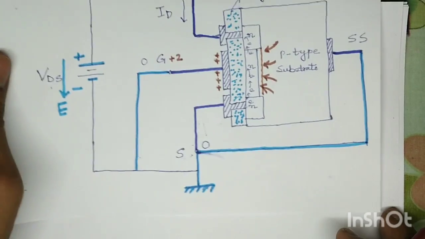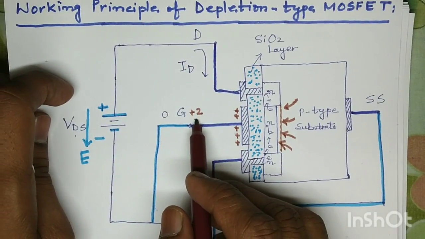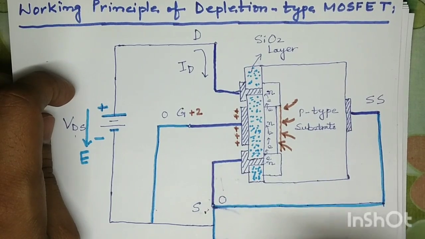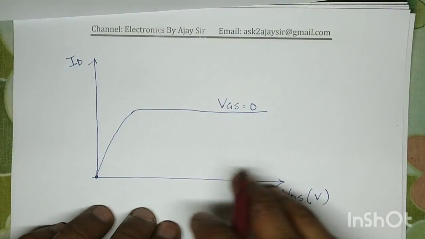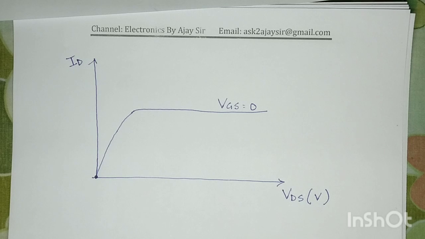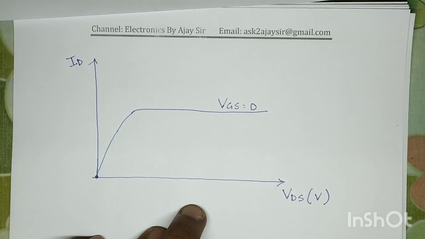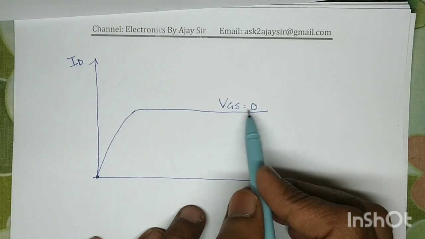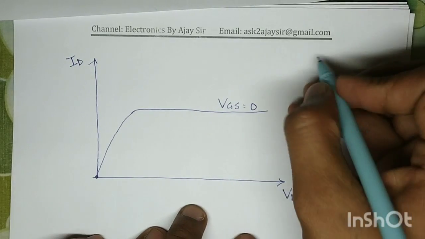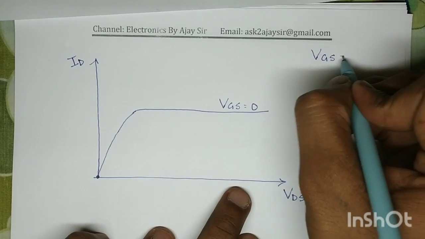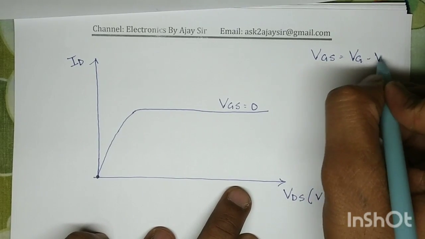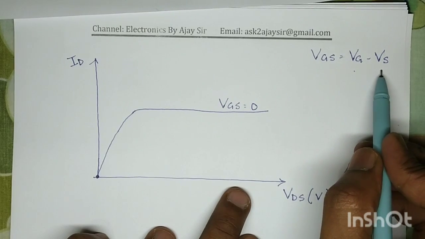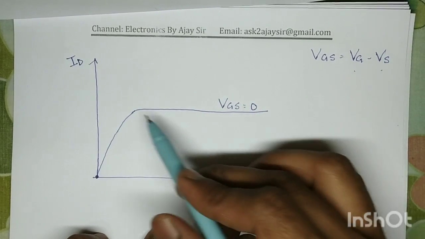So when we apply a positive potential to the gate and the source is zero, it means VGS becomes positive. In the previous case both gate and source were at ground potential, so VGS is equal to 0. VGS stands for VG minus VS. So in the previous case VG is 0 and VS is 0, so VGS equals 0. So we obtain this plot.